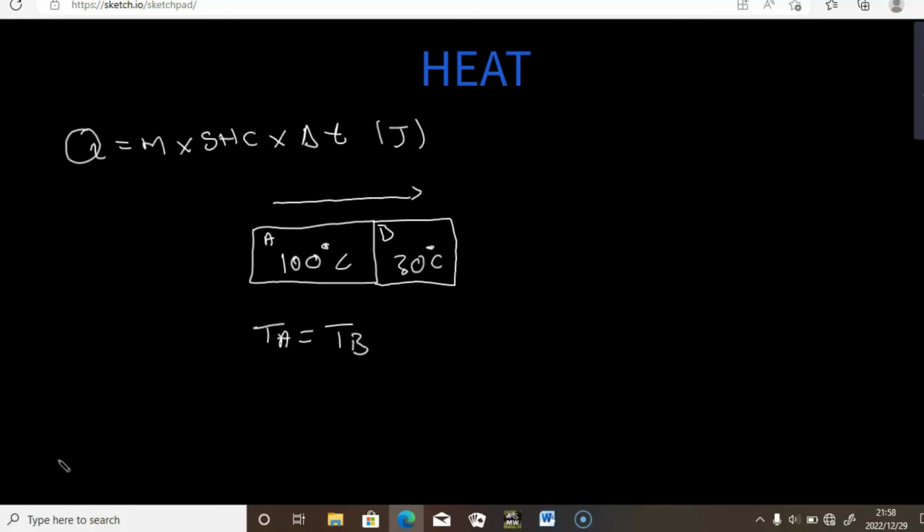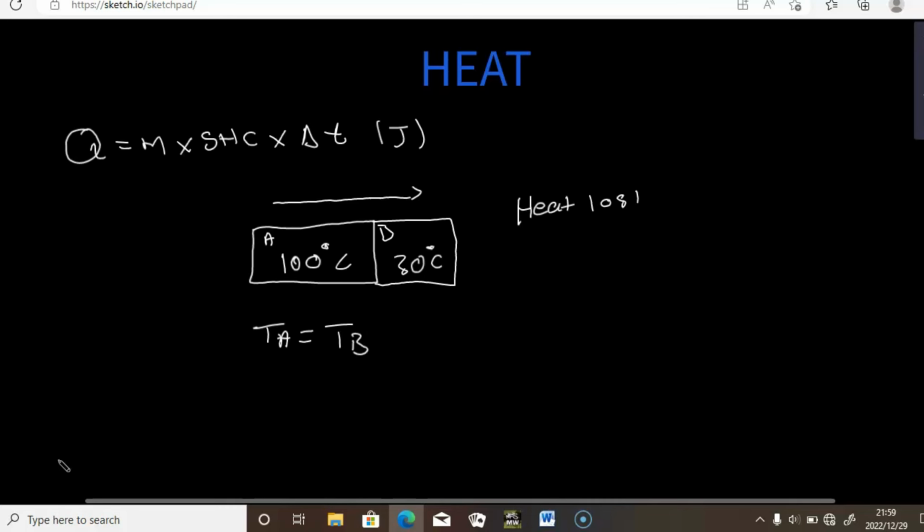And if we are not to consider the losses, the heat that is lost to the surroundings, we are going to say the heat energy which is lost by object A is equal to the heat gained by object B.